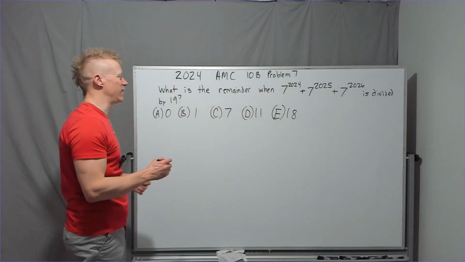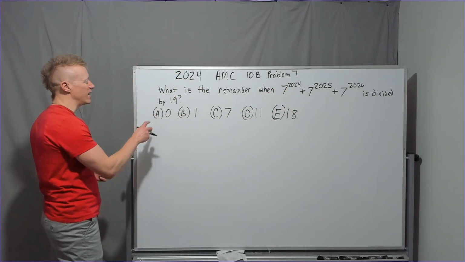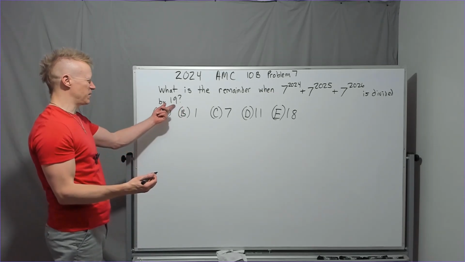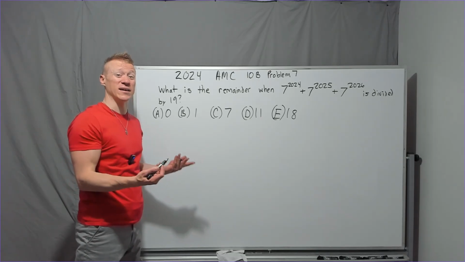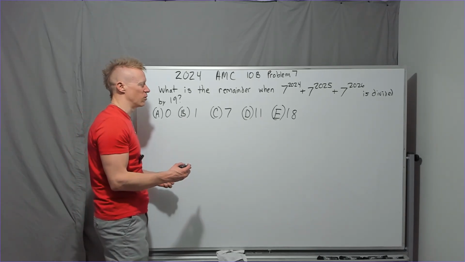Nice little Easter egg on their part, in my opinion. So you're dividing by 19, not the best number to divide by, but that must mean there's probably some shortcut somewhere that we can find, and we just have to look for it.